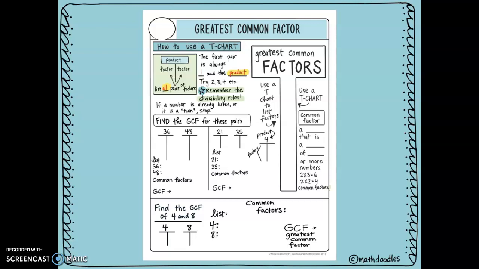Remember your divisibility rules. If a number is even, it is divisible by 2, so 2 is a factor. If you add the digits together and the answer is divisible by 3, then so is the number. 36 is divisible by 3 because 3 plus 6 is 9, and 9 is divisible by 3. If the number ends in 5 or 0, it is divisible by 5. If the digits add together to be 9, the number is divisible by 9. And if it ends in a 0, the number is divisible by 10.